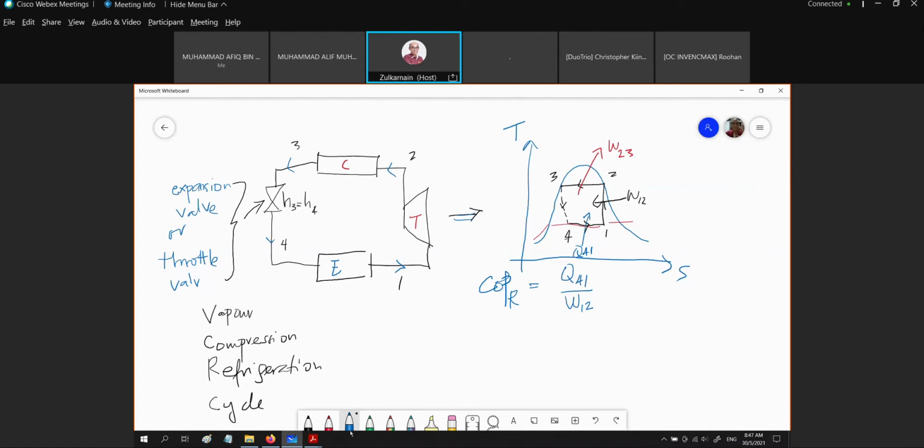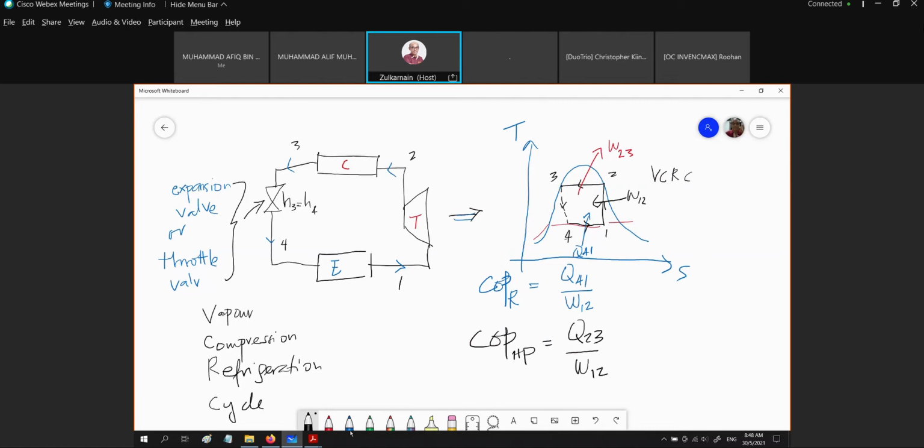If we run this cycle as a refrigerator, we call it COPR. If the same cycle is running as a heat pump, we could define it right here as Q23 divided by W12. So this is the performance, the quality, the efficiency of our VCRC. Remember, this is called the VCRC, Vapor Compression Refrigeration Cycle.